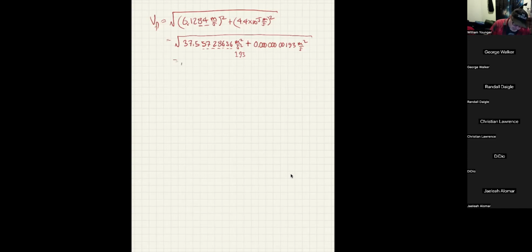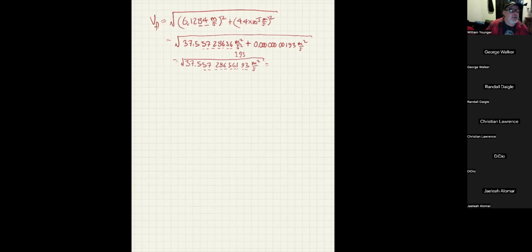So ultimately, I'll get the square root of 37.55728656193. And basically all these digits right here are insignificant. Does that make sense now? Yes, thank you. No problem. So that's ultimately what happened to the velocity. We've still got a little bit of time.